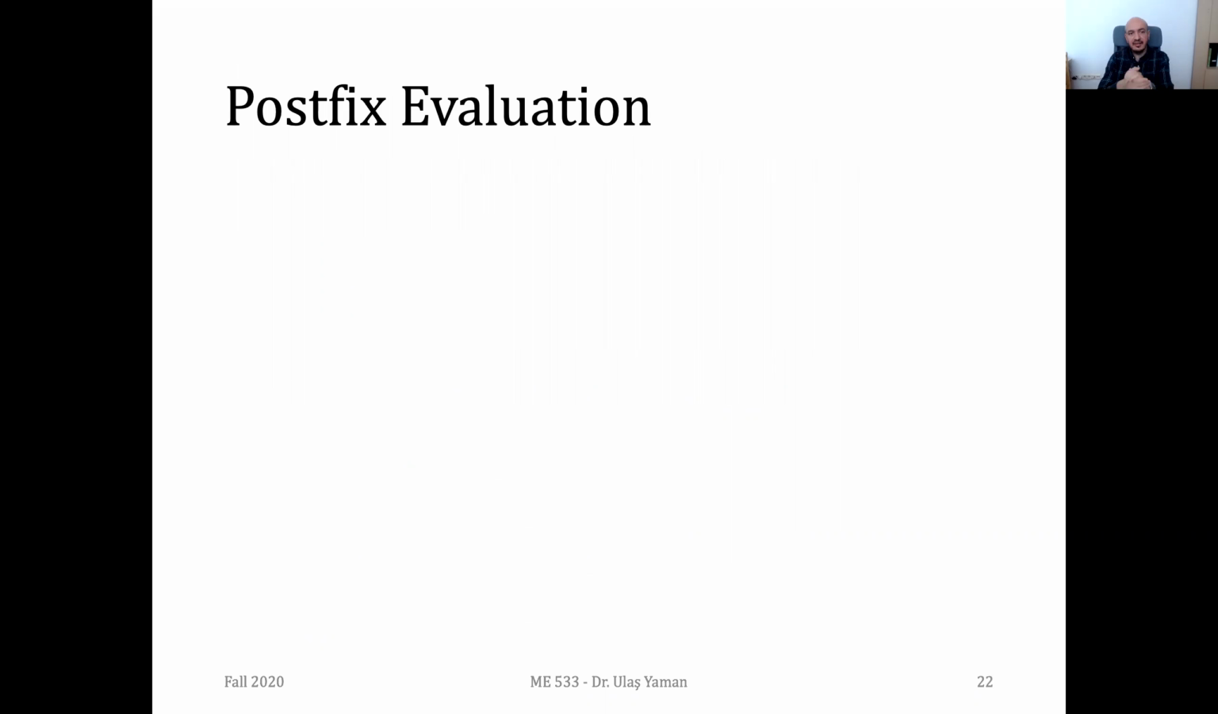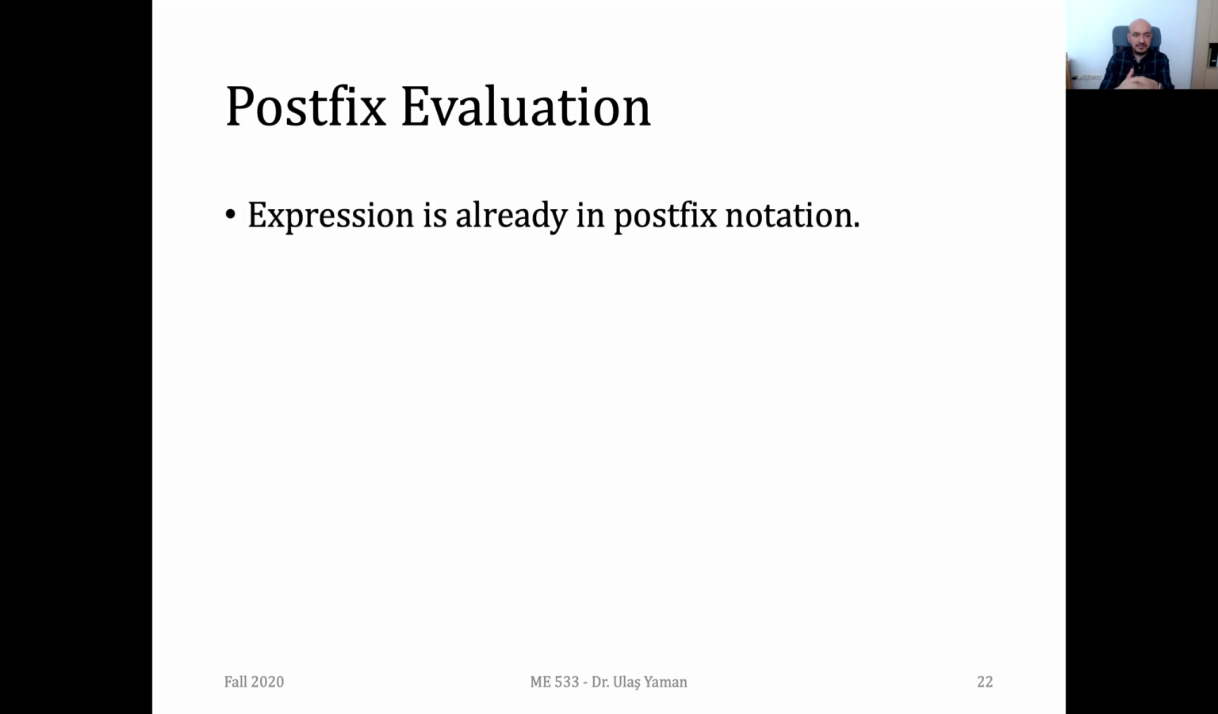Now that means we have the postfix expression, and we will do the math by simply using this postfix notation. We don't need to convert it into an infix notation and then follow the conventional rules. We don't need to do that. We can directly do the evaluation, directly do the computation by just simply going through the postfix notation.